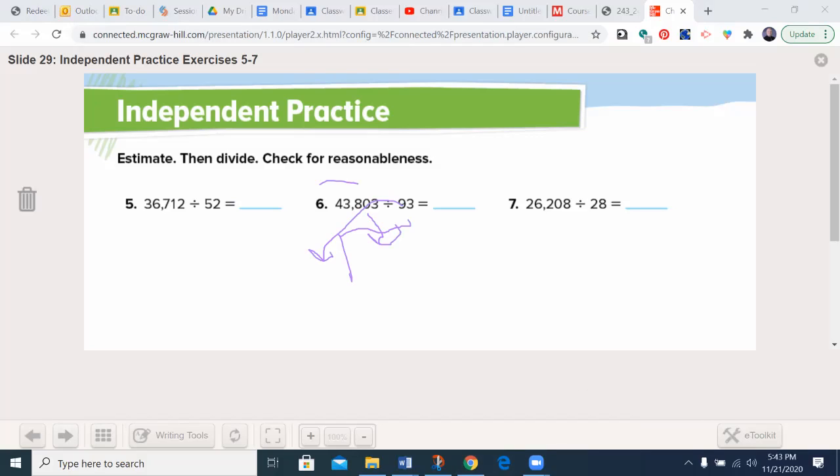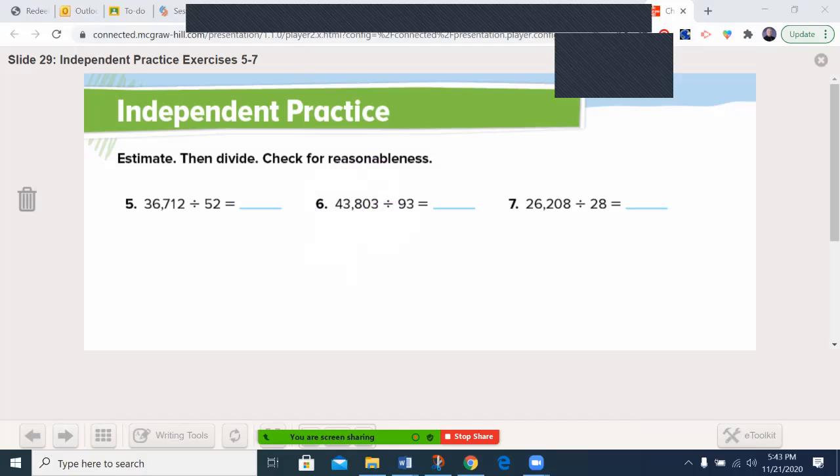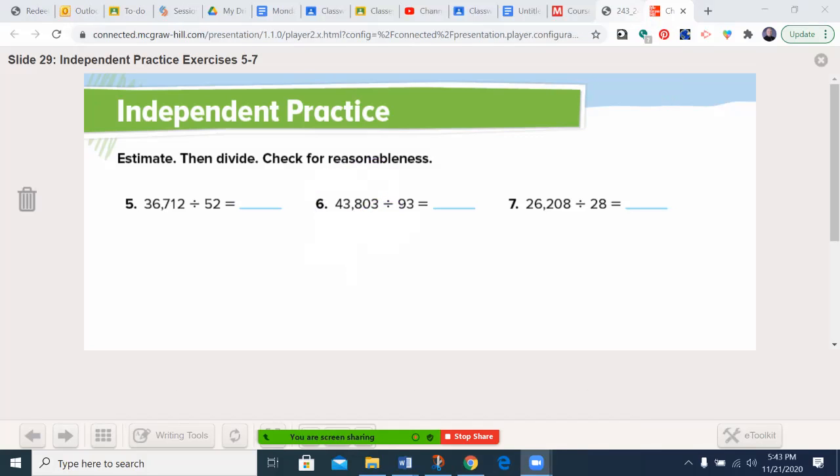So big number under the roof, little number over here in this case. This is your dividend, the number being divided. This is your divisor. So go ahead. You may pause the video and come back when you're ready after number 6.